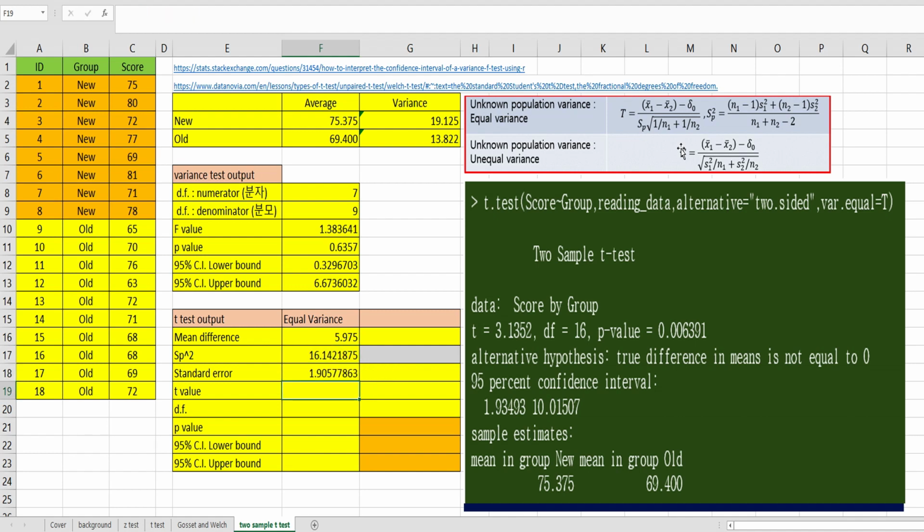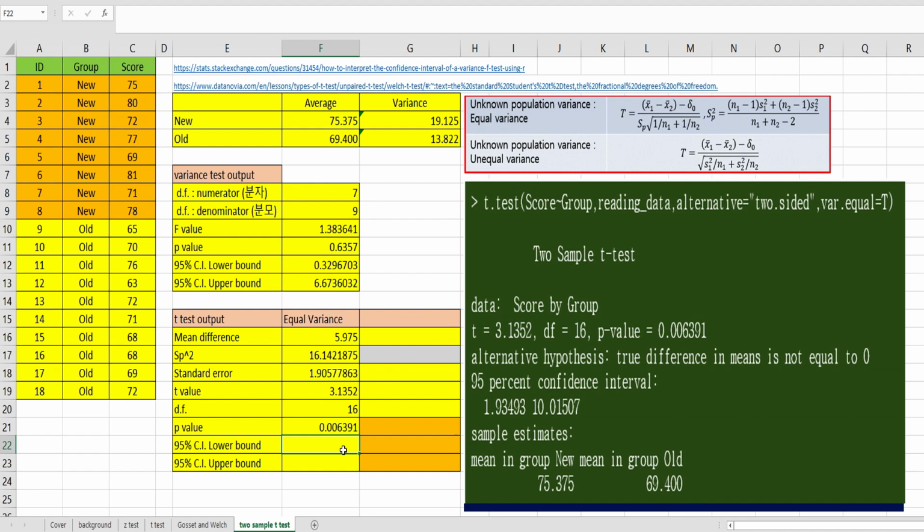Right, then the t value, this one, is mean difference over standard error. This is the same as this t value. And degrees of freedom should be 16, right? Because there are 18 observations, so n minus 2 is equal to 16. And the p-value, it's a two-sided test, so 2 times 1 minus T.DIST, t value, comma, degrees of freedom, comma, and cumulative, so TRUE option. Right, so this is the same.